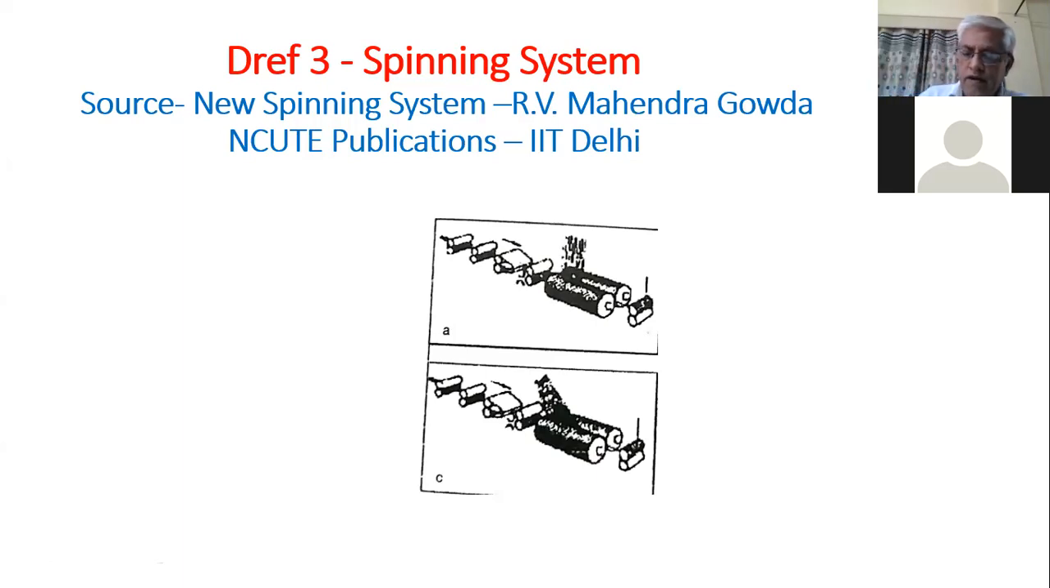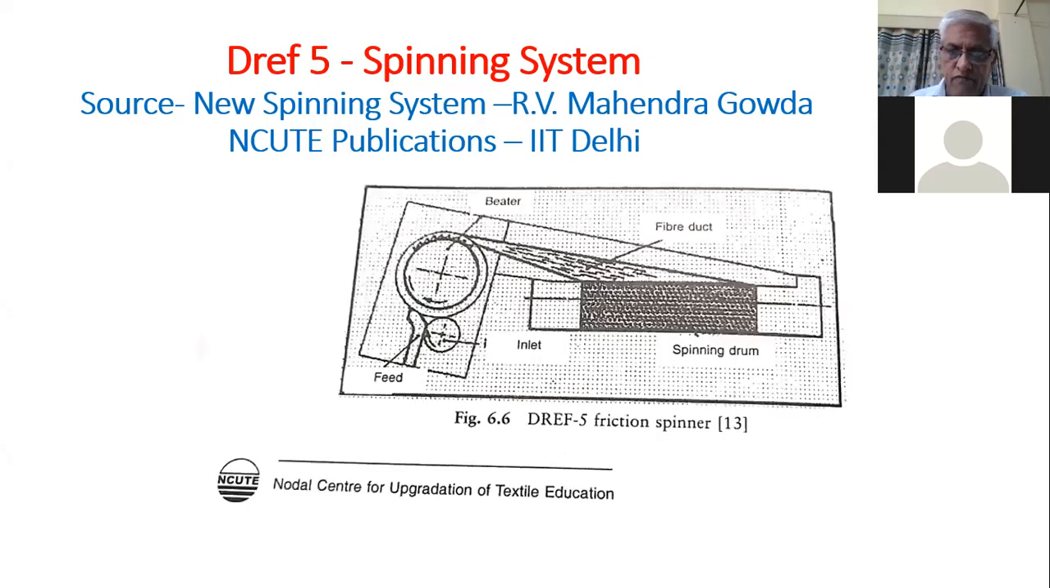There were different companies which put their efforts: Schlafhorst, Suessen, and Ferrer. All these companies put a joint effort to improve the machine, and they developed the draft 5 spinning system.